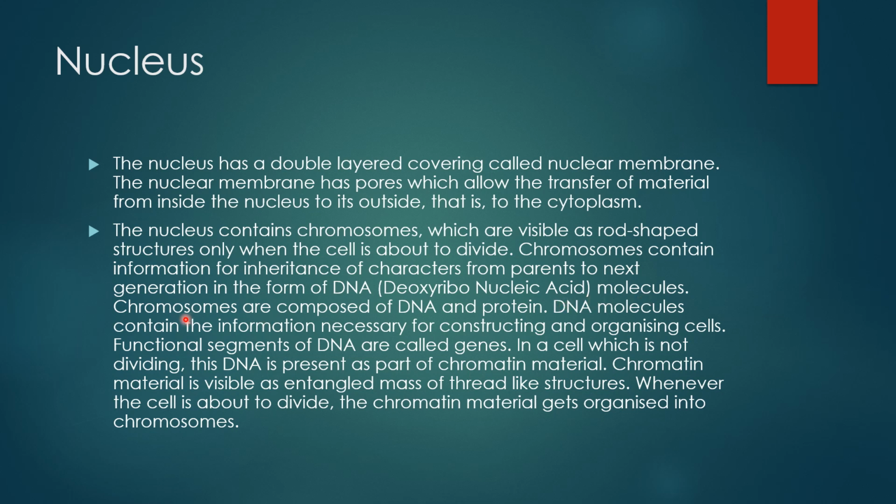Chromosomes are composed of DNA and protein. DNA molecules contain information necessary for constructing and organizing the cells. Functional segments of DNA are called genes. In a cell which is not dividing, DNA is present as a part of chromatin material, and chromatin material is visible as an entangled mass of thread-like structures. When the cell is about to divide, the chromatin material gets organized into chromosomes. So this is where the actual action happens inside the nucleus, right?